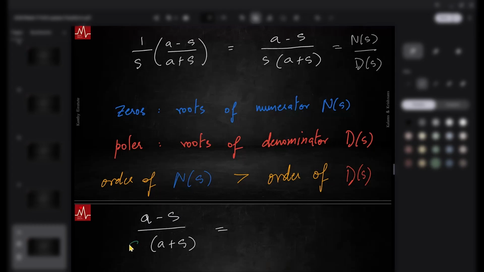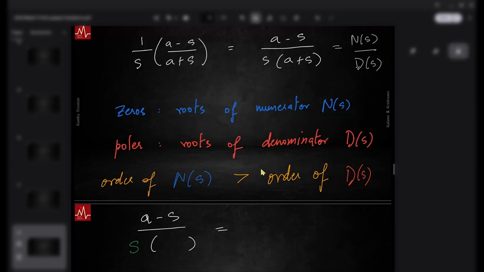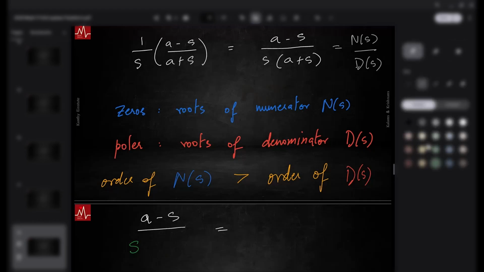Yeah, let's highlight this. That's the first pole, and then you have the second pole. First pole, second pole. All right. I'm always going to write this as some constant by s, some other constant by s plus a. I just wrote it as each pole separately.